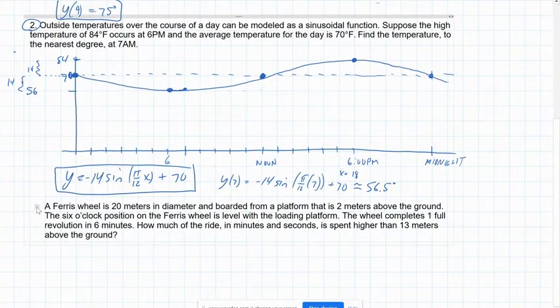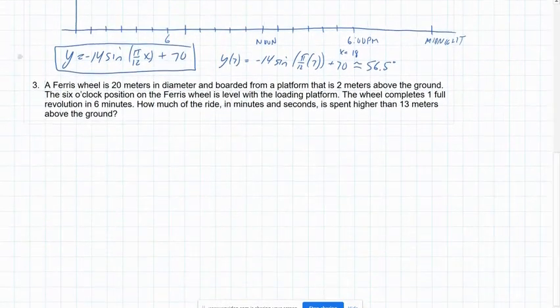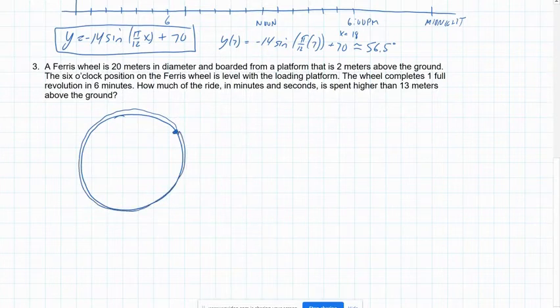And our third problem, we'll do this one together, is a Ferris wheel problem. So imagine we have a Ferris wheel that you can imagine being at one point on that Ferris wheel, and it's just going to keep going around and around and around. And so the height of a person riding the Ferris wheel is going to go up and down as the Ferris wheel spins. And so it says that it's a 20-foot diameter, which means it's a 10-foot radius. People are boarded at a platform that is 2 meters above the ground.